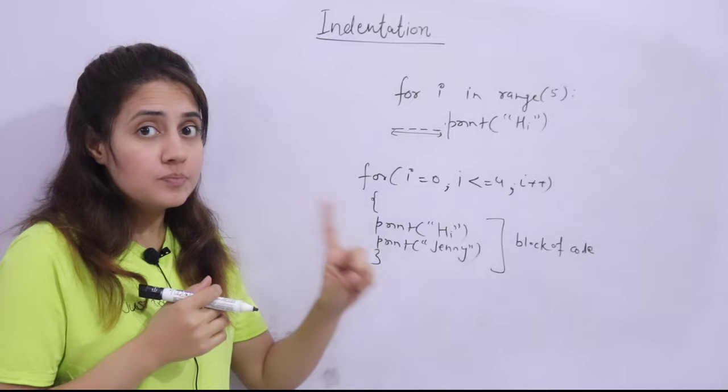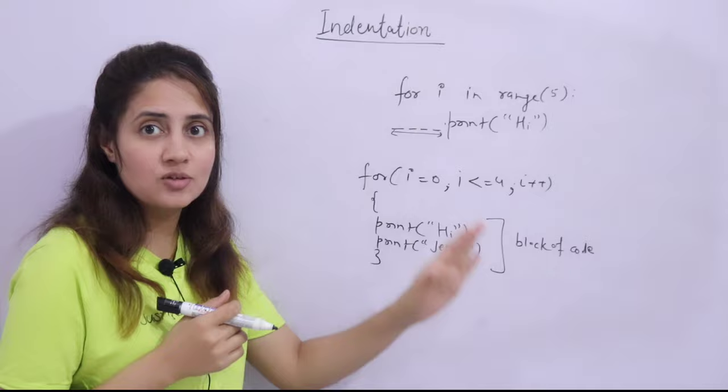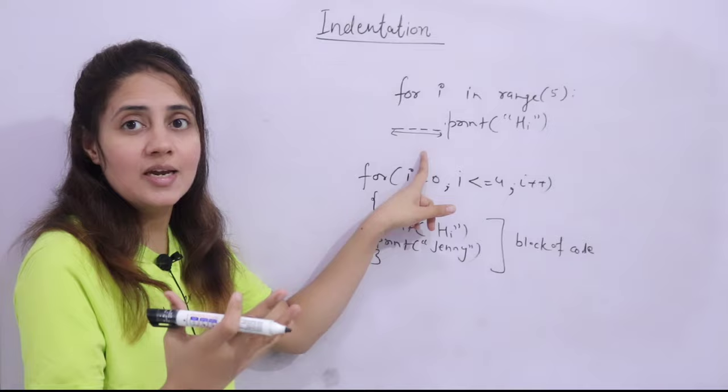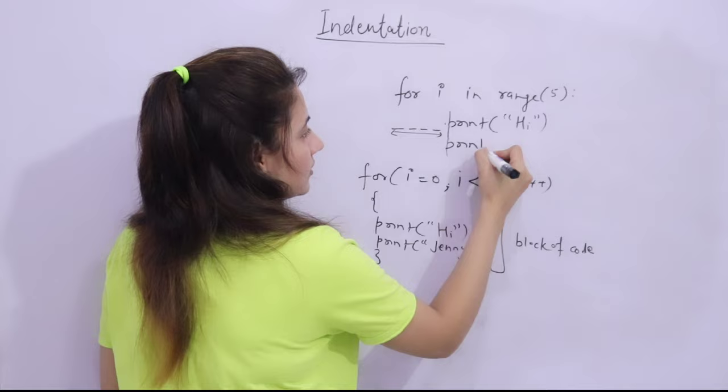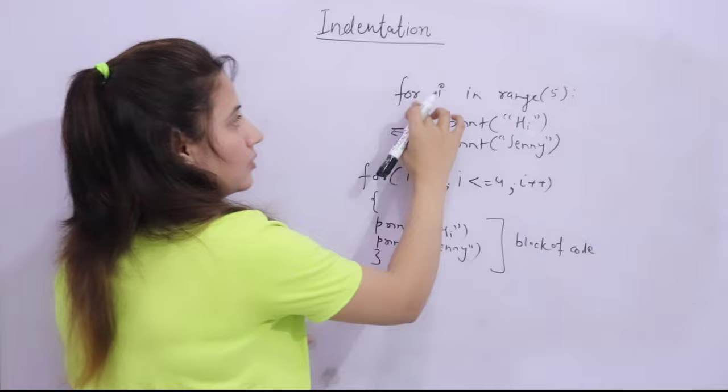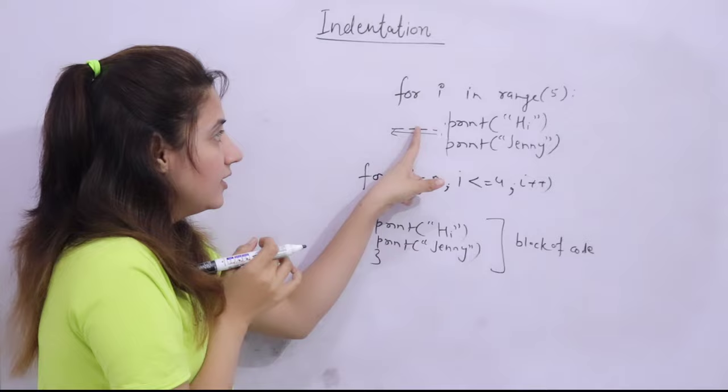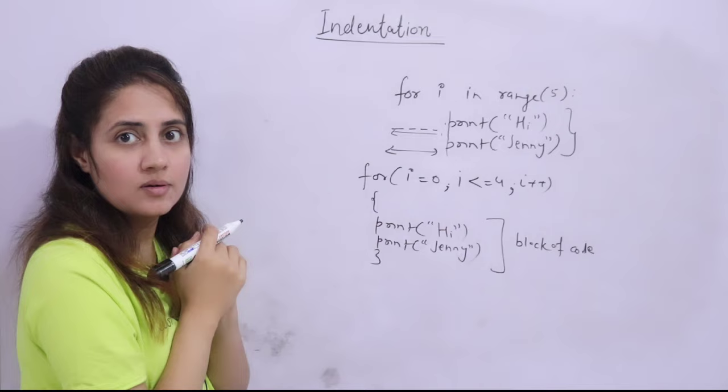But in Python, indentation is a mandatory concept. You have to follow this when you are writing Python code, because in Python indentation is used to indicate a block of code. There are no braces here, right? So here, how to indicate? Suppose these 2 lines, hi and Jenny, I want within this for loop. So these 2 lines should be indented. Means this indentation indicates that this is a block of code in Python, right?